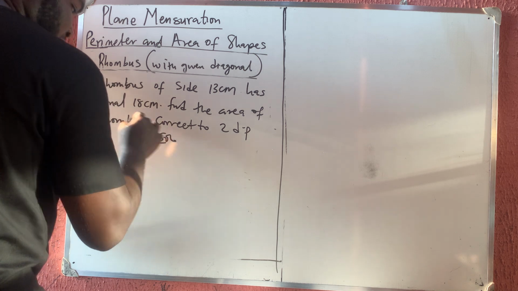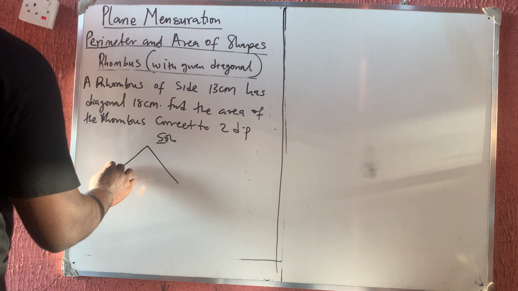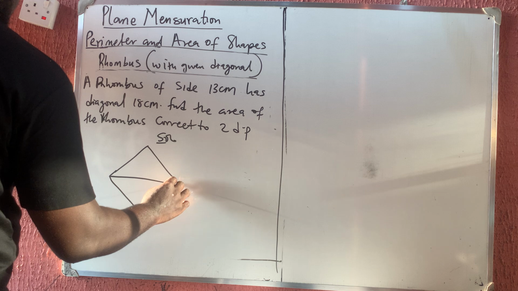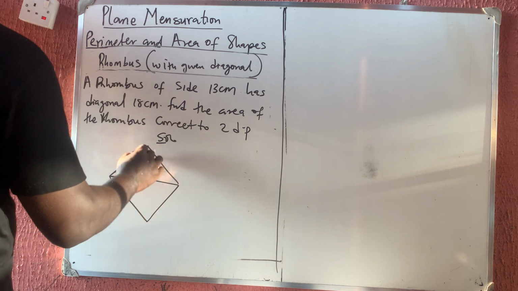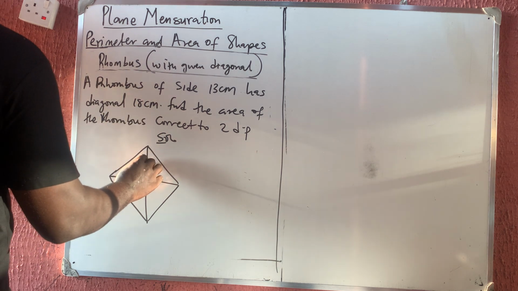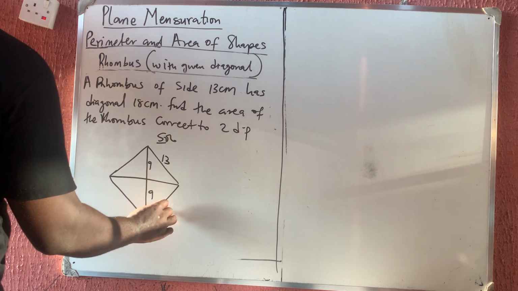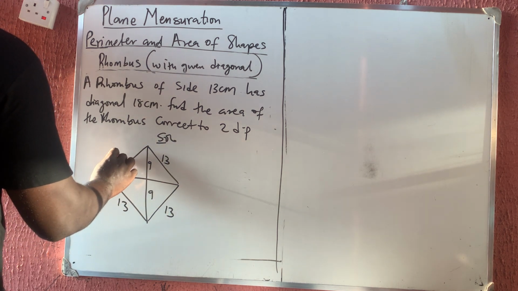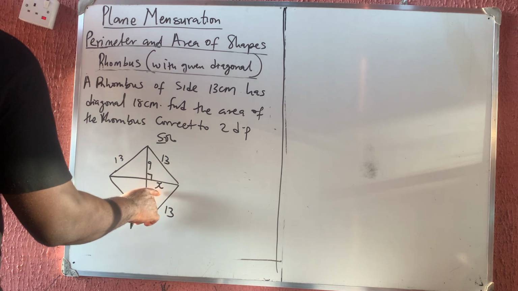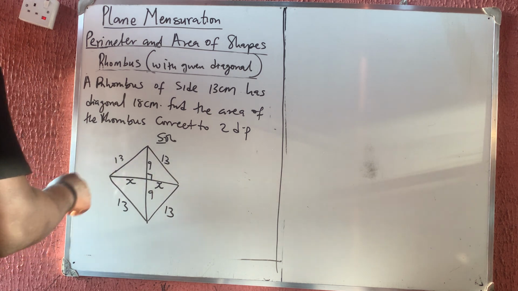Solution: we can decide to draw this rhombus. Let us draw the rhombus. Let's say this is the rhombus, and then we have the diagonal. They say the diagonal is 18, which means you share it into 9 and 9. They say the side is 13, so here is 13, here is 13, here is 13, here is 13. Don't forget that here is 90 degrees. Let's call this place X, and don't forget that if here is X, here should be X as well. We're going to use Pythagoras theorem to find our X.